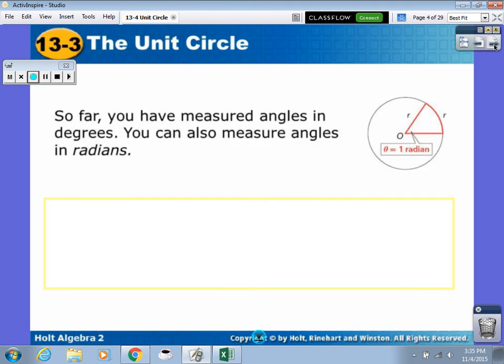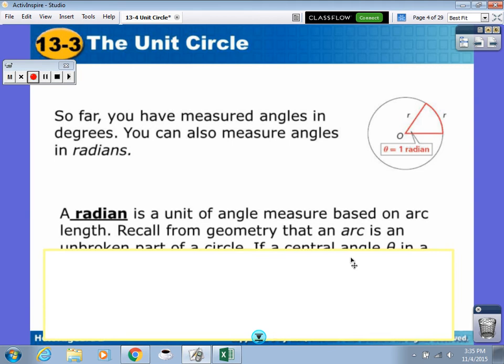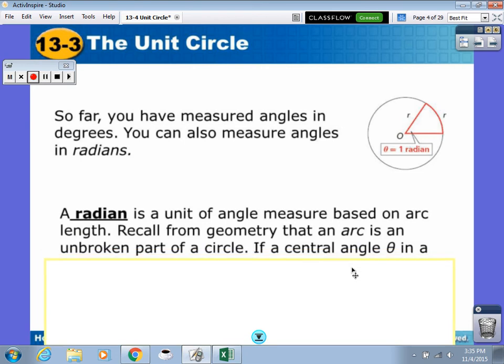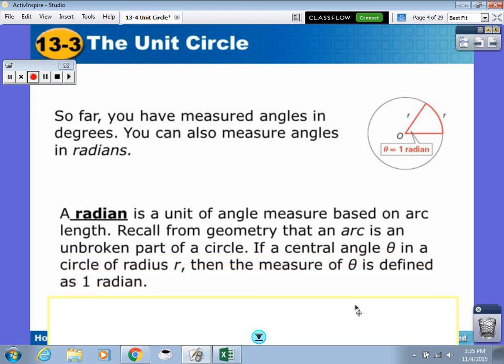As we get going into this, we've mostly been measuring our angles in degrees. We're now going to look at angles measured in radians. When we're looking at angles measured in radians, we have this basic definition of a radian, which is a unit of angle measured based on the arc length. When we think back to our geometry, an arc is an unbroken part of a circle. If we have a central angle theta in the circle with a radius of r, then the measure of theta is defined as 1 radian.